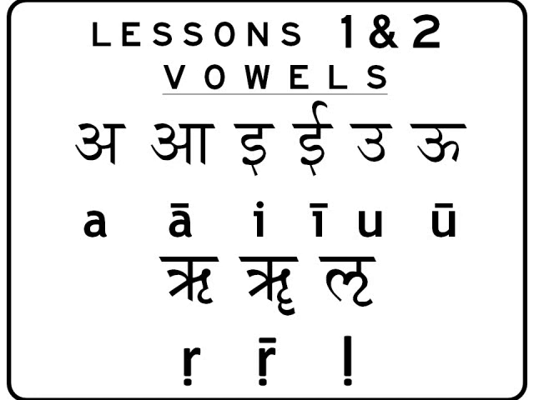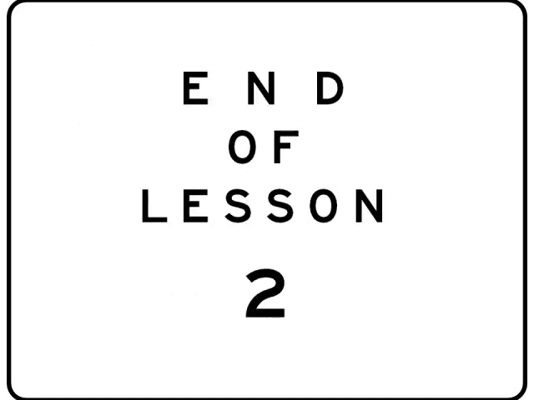In the next lesson, lesson 3, we're going to discuss diphthongs, which are a combination of two vowels to produce a unique vowel sound that acts as its own syllable. There are 4 diphthongs in the Sanskrit alphabet that we'll learn in lesson 3. So I look forward to meeting you then.